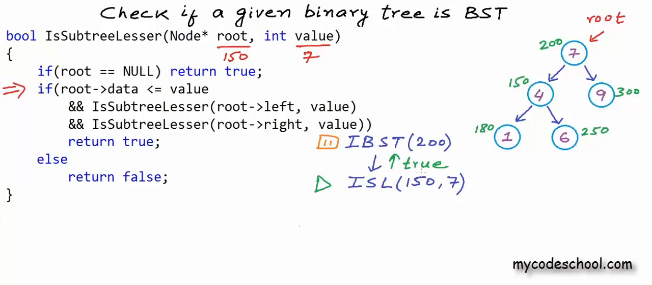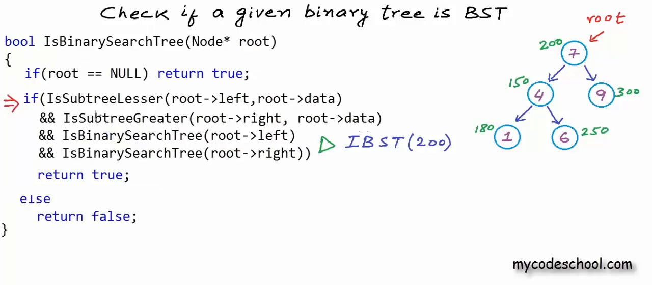And now the isBinarySearchTree function will resume. For this call, we have evaluated the first condition. We have got true. Now it will make another call to isSubtreeGreater, passing the address of the right child and value 7. After everything, this will return true. And now we will have two recursive calls to check if the left and right subtrees are binary search trees or not. We will first have a call for the left subtree.